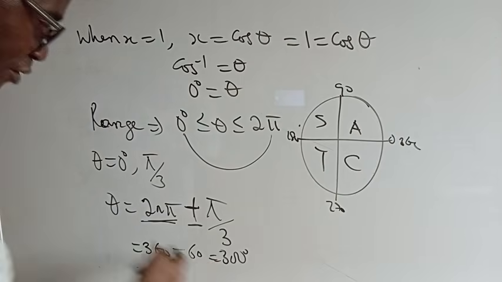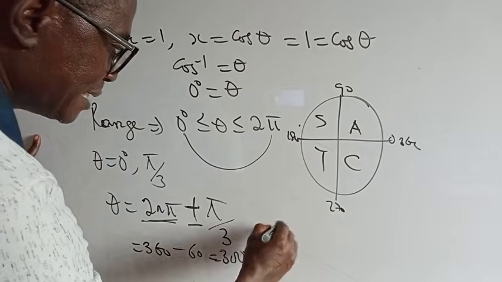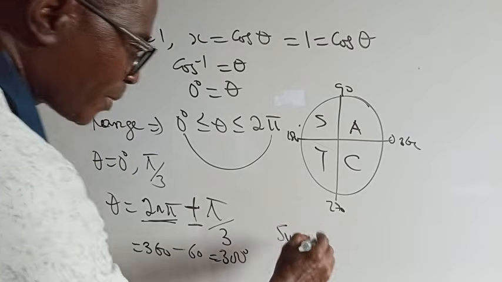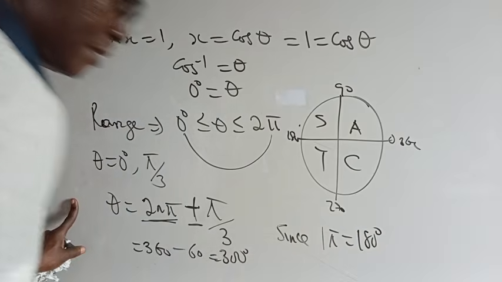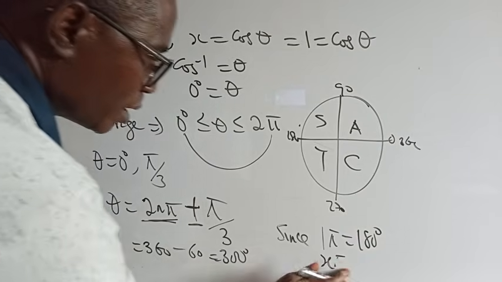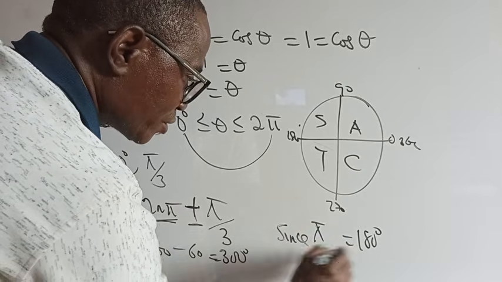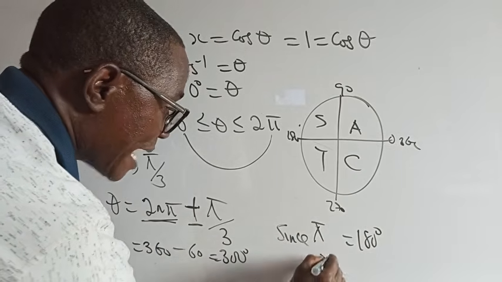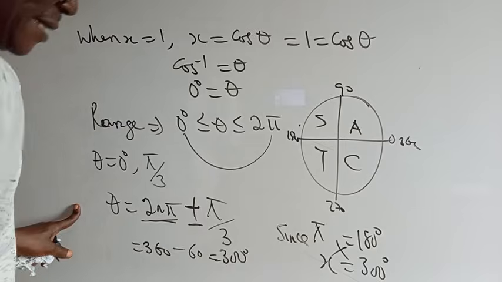Now, what is 300 degrees in radians? Since pi radians is equal to 180 degrees, let's say x is the value in radians. Sorry, pi radians is equal to 180 degrees, and x will be 300. We want to know the value of 300 degrees in pi radians.